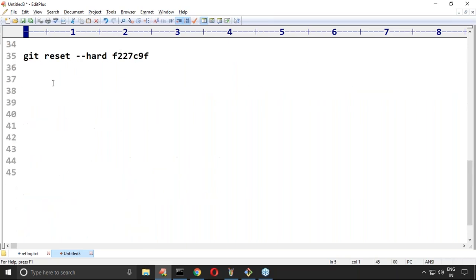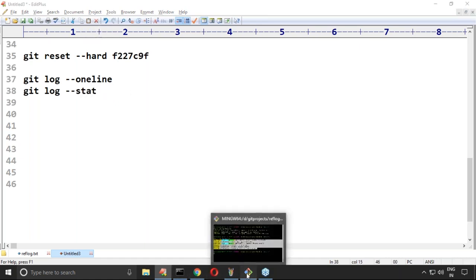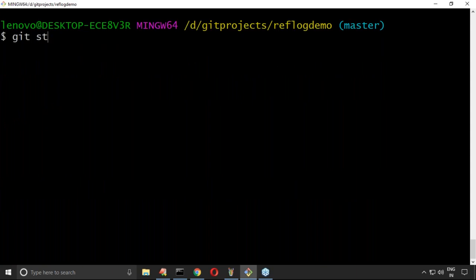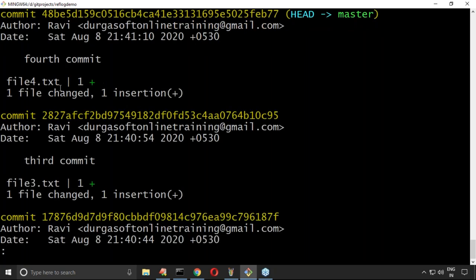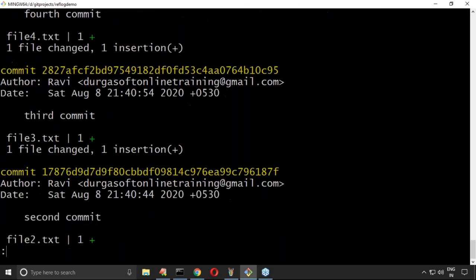Next, one more thing: whatever options we use with the git log command, happily we can use with the git reflog command also. We can use hyphen oneline. Have you remembered? We can use hyphen stat, statistics. Now have a look once. git log hyphen stat, which means statistics. Observe that carefully.